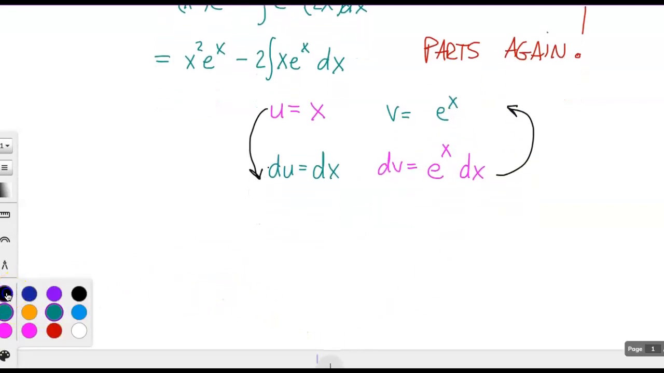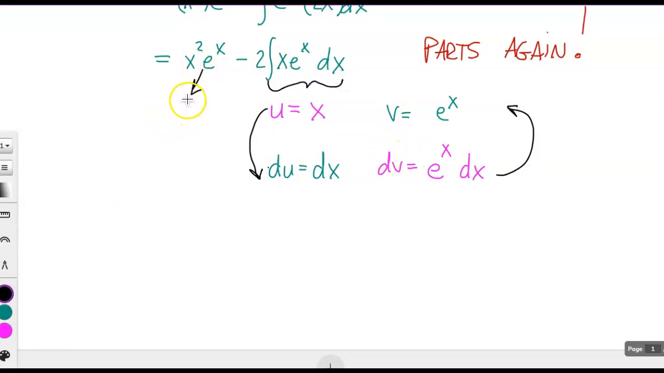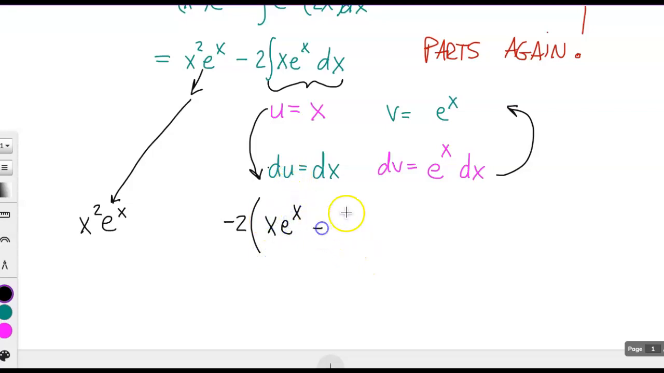Now, the other thing you're going to forget is to bring this guy along for the ride, because this part right here was just me working on this integral, okay? So this guy's still there. So I'm going to draw an arrow and bring him down here, and I'm going to write him out. So x squared e to the x. He was from the first part, so just hang out over there. All right, so it's uv minus v du, right? So don't forget you've got that minus 2. So here we go. It's minus 2, and then your parts formula. u v minus the integral of v du.